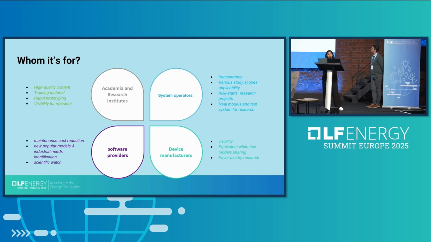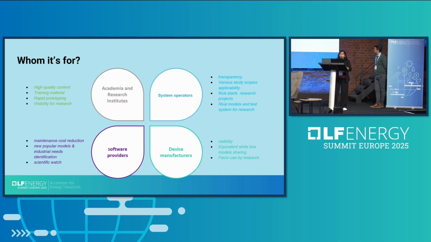It allows rapid prototyping. That means researchers can build new algorithms based on the existing test systems instead of starting from scratch. And when researchers are done with a model, they can contribute it to COLib, and then they get visibility for their work in the research community.